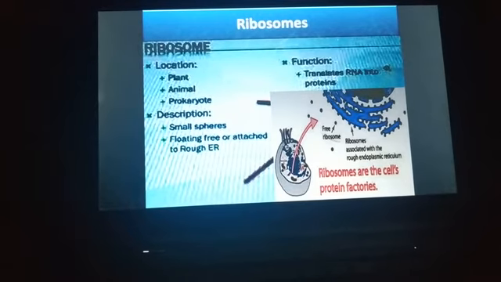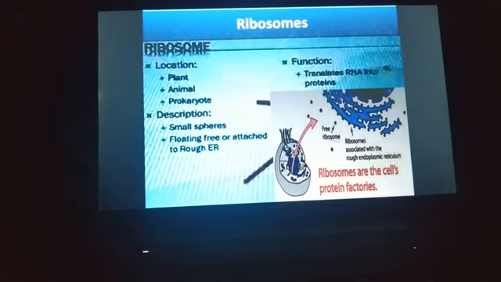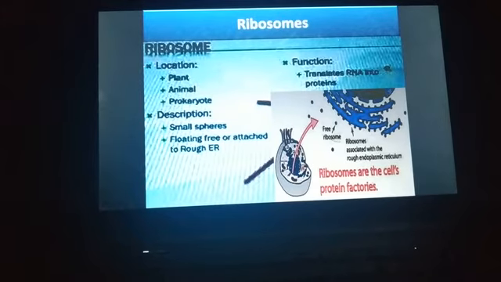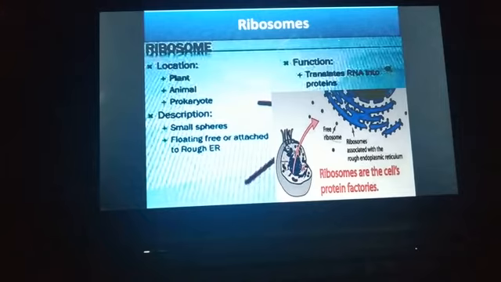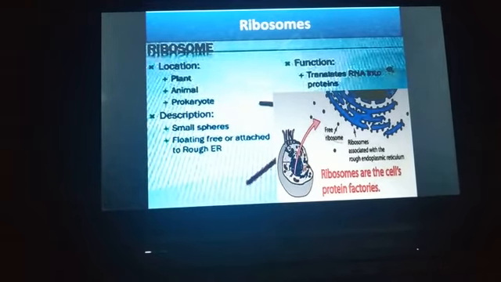Hello students, today we will study about ribosomes. These are very small in size, having a size of about 20 nanometer in diameter.